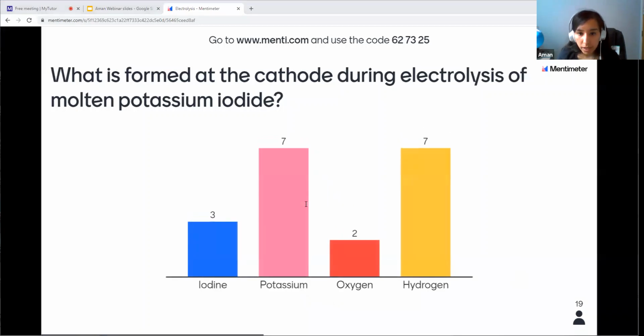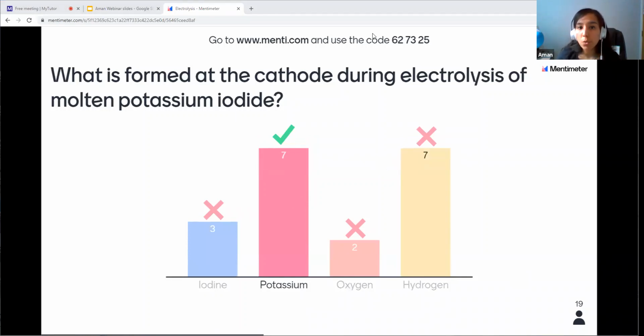Good. The answer is potassium. Well done. Remember, that's because potassium ions are positively charged. They go towards the cathode. Because it's molten, we form the metal at the cathode and the non-metal at the anode. So iodine would be produced at the anode. Oxygen and hydrogen are not involved because it's not aqueous. If it was aqueous, then hydrogen and oxygen would be involved. But when it's molten, we're only melting potassium iodide, so there's no water in there. But when it's dissolved in the solution, we produce oxygen and hydrogen. Excellent, well done.